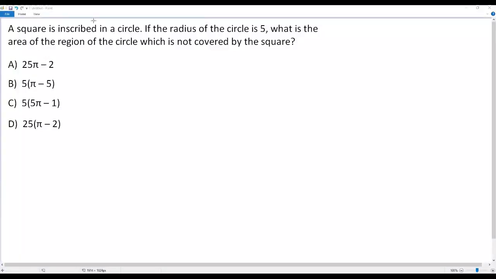Here we have a SAT math problem. Okay, let's go to the question. A square is inscribed in a circle. If the radius of the circle is 5, what is the area of the region of the circle which is not covered by the square?